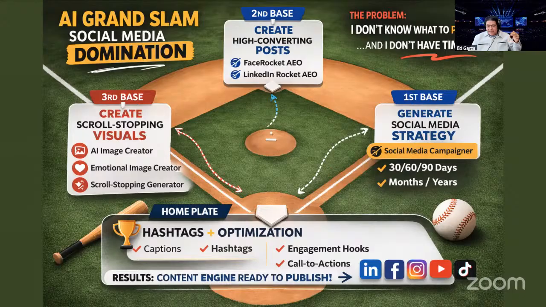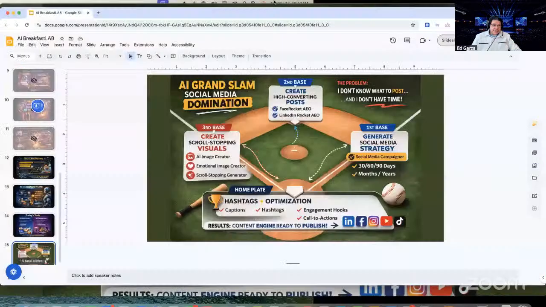We did hashtags, optimization, hooks. We created high converting posts, right? And we put them together for a full month. Now we're going to third base. We're going to create scroll stopping images, AI image creator, use a lot of different tools in the platform to make it happen. So let's get started this morning.